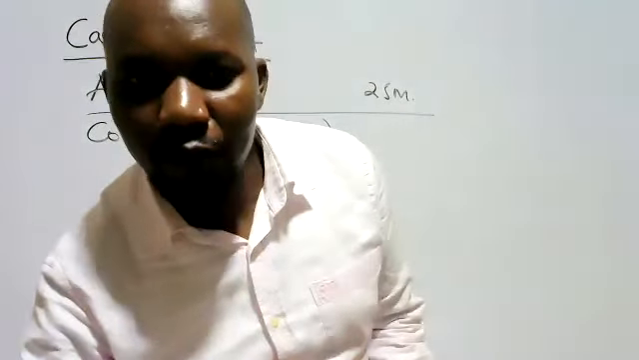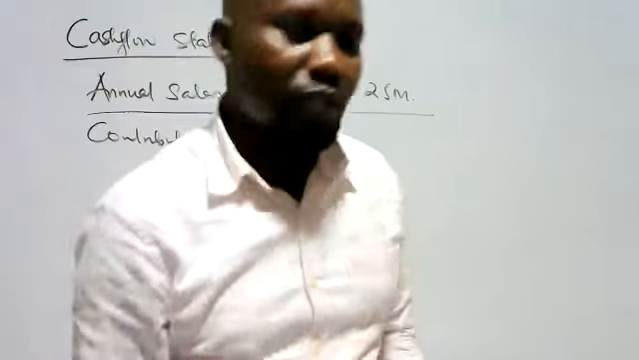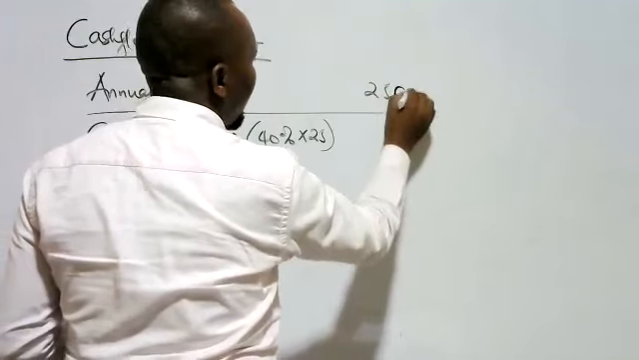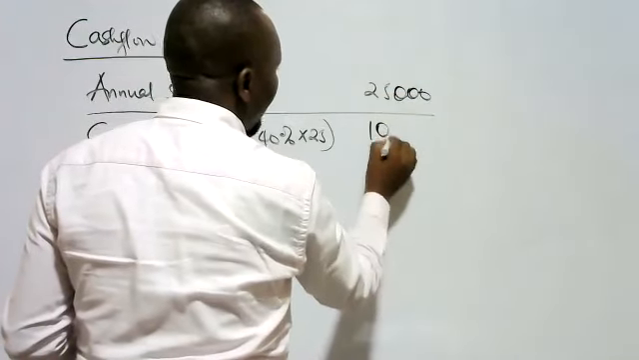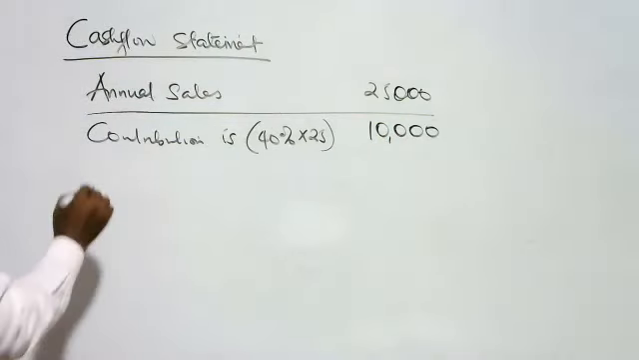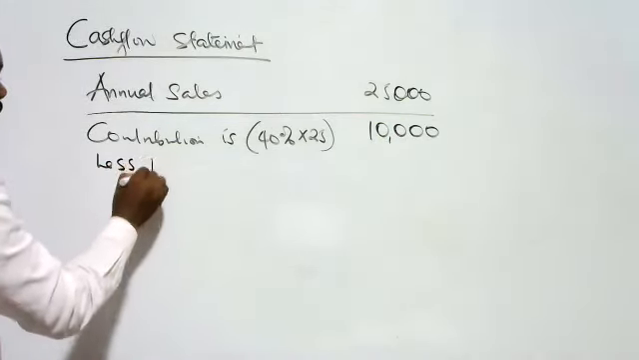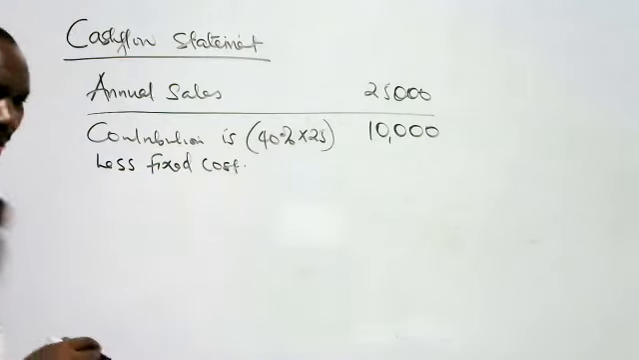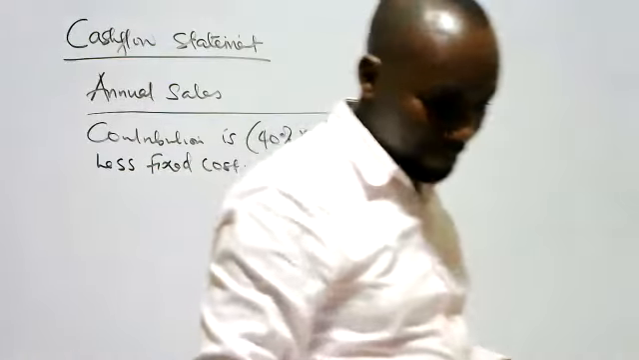That is profit before, 10,000. Do we understand? So you're going to have our 10,000. Now the next thing is to less fixed cost. Do we have fixed cost? Are we given fixed cost anywhere?